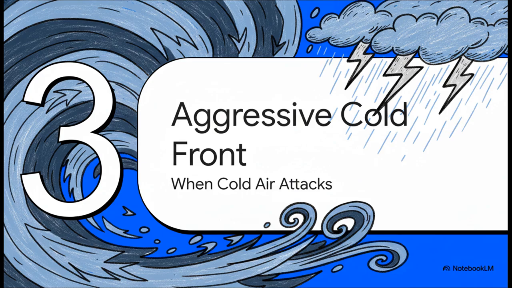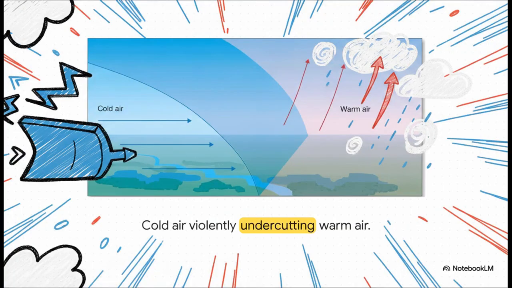Okay, let's scale things up in Section 3, the aggressive cold front, or when cold air attacks. So we're taking those foundational physics we just locked in and applying them to our first massive weather event. Take a look at this atmospheric collision. We've got a mass of dense cold air that's aggressively pushing into a region of buoyant warm air. Remember our golden rule of displacement?